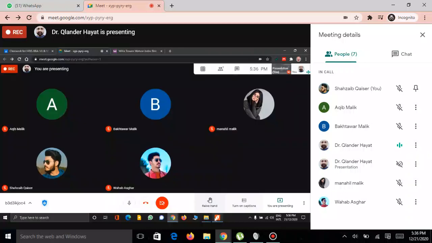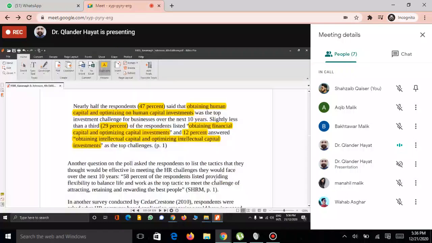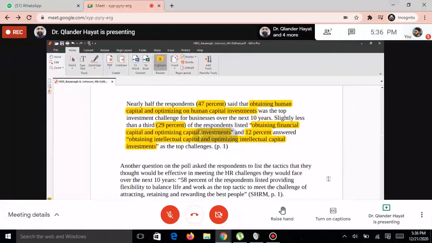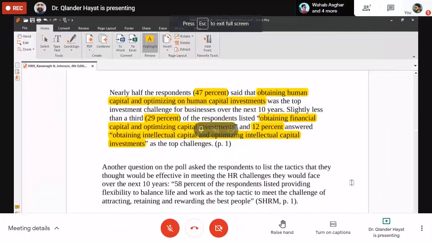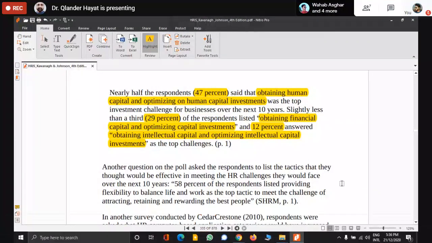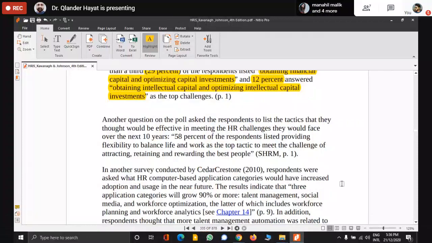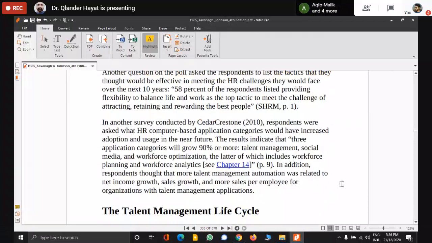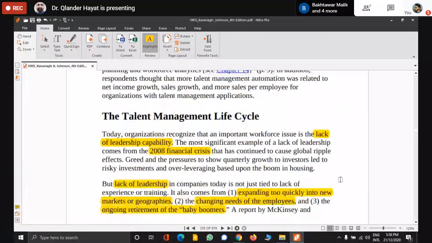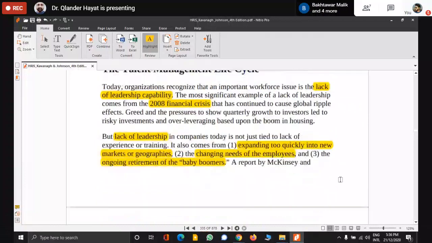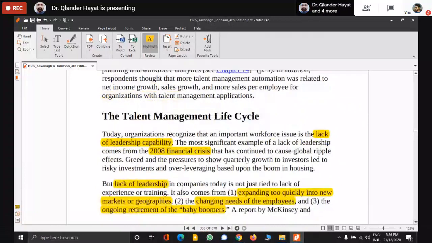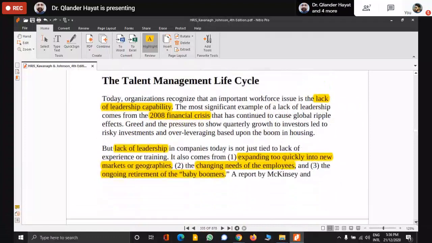So we can say that the important part of human resource in the future would be related to obtaining human capital or obtaining intellectual capital. So we can say that capital management is important because all the experts of human resource are saying that capital management and the optimization of this capital investment would be the future of the organization.